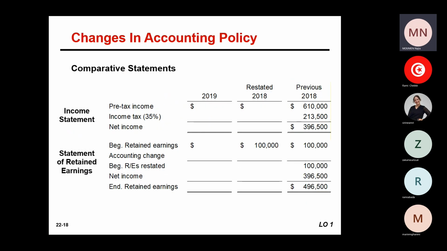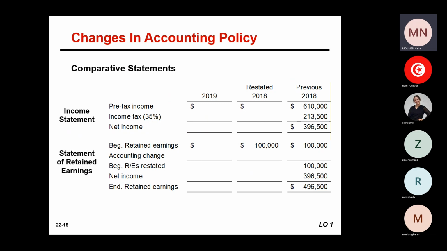So let's see now the comparative financial statements for the income statement and the retained earnings. In the previous year 2018, that's when we were using the cost recovery method, we have a pre-tax of 610, an income tax of 213, so my net income was 396. We got beginning retained earnings of 100. If we add the 396, that's my net income of 2018, I had an ending retained earnings of 496.